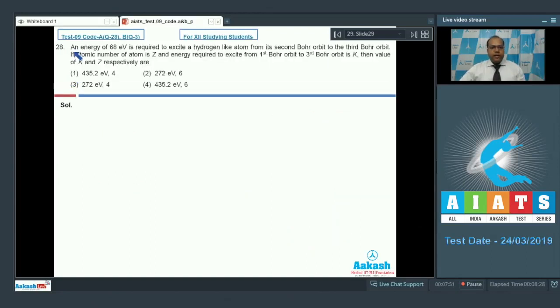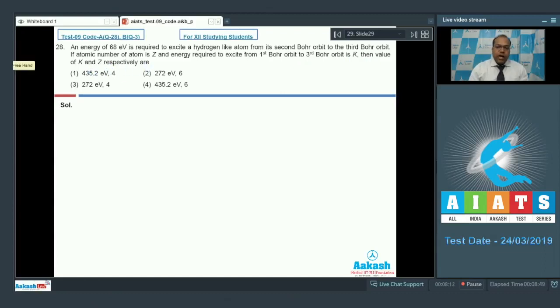In question number 28, an energy of 6.8 electron volt is required to excite a hydrogen-like atom from its second Bohr orbit to third Bohr orbit. If atomic number of atom is Z and energy required to excite from first Bohr orbit to third Bohr orbit is K, then value of K and Z respectively are.